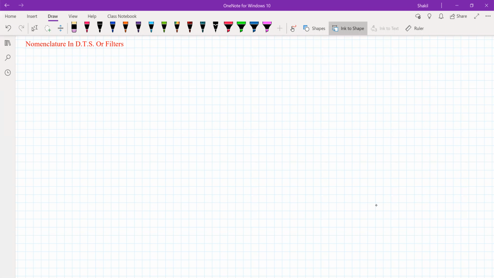Welcome. In this session, we'll start with the nomenclature used in discrete time systems. Let's start. So, before I discuss the different nomenclatures used in discrete time systems, let's start with the general nth order difference equation that's used to represent a discrete time system. So, let's suppose we have an nth order difference equation that's given like this.